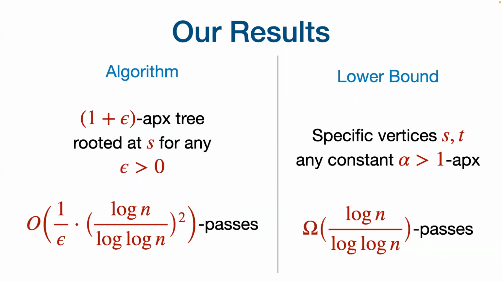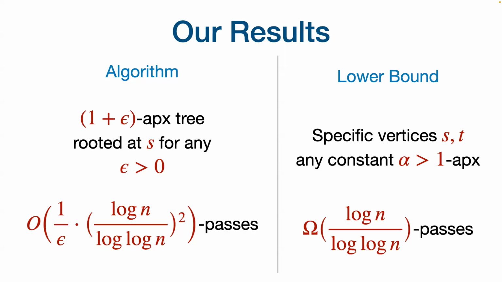Let me be a little bit more formal. What is the algorithm doing? You're given a source vertex S. It's actually going to give you a 1 plus epsilon approximate tree, as in single source to all the other vertices. And this is true for any epsilon greater than 0. And you'll get it in 1 over epsilon times log n over log log n squared number of passes. Okay, so this is the strongest version of the problem in that you're actually outputting a tree and an approximate shortest path to every other vertex in the graph.